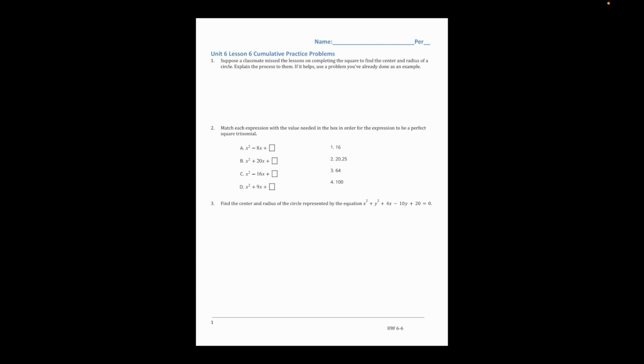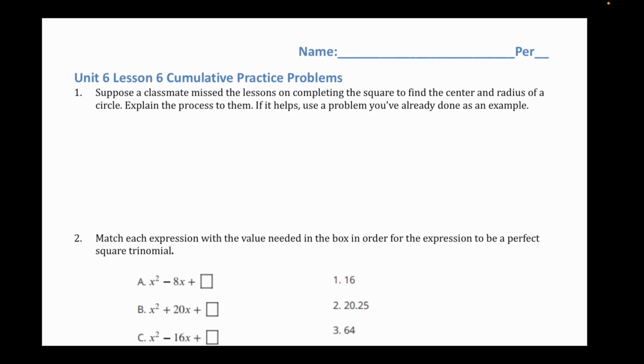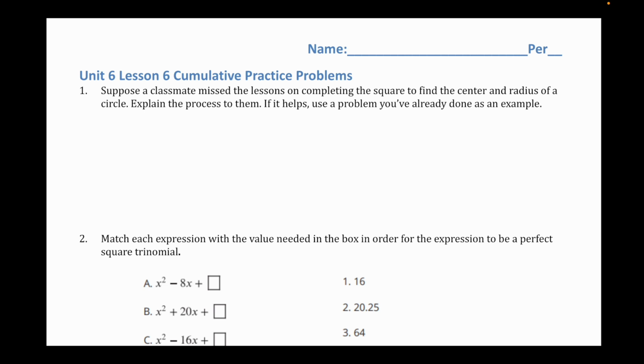In this lesson, we're looking at the Unit 6, Lesson 6 cumulative practice problems for Illustrative Math Geometry. The first question asks you to summarize the whole lesson, so I'm going to leave this one to last, and I suggest that you write your own explanation. Hopefully after I explain the process, you'll be able to write your own understanding of what the completing the square process is. So if you're looking for question one, I'm doing it last.